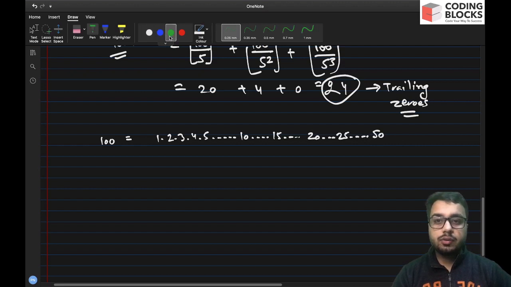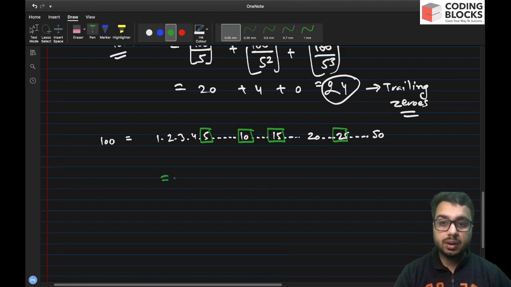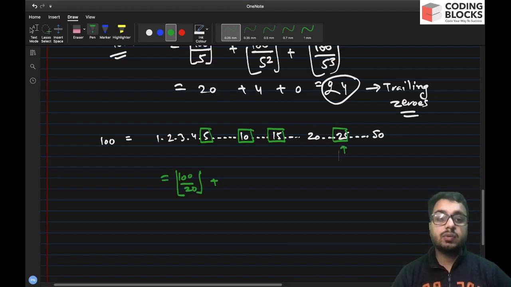Okay, so if you want to count the number of fives, so one 5 is coming from here, one 5 is coming from here, one 5 is coming from here, one 5 is coming from here. So the number of fives will be nothing but 100 by 20. Okay, but there are some numbers like 25.